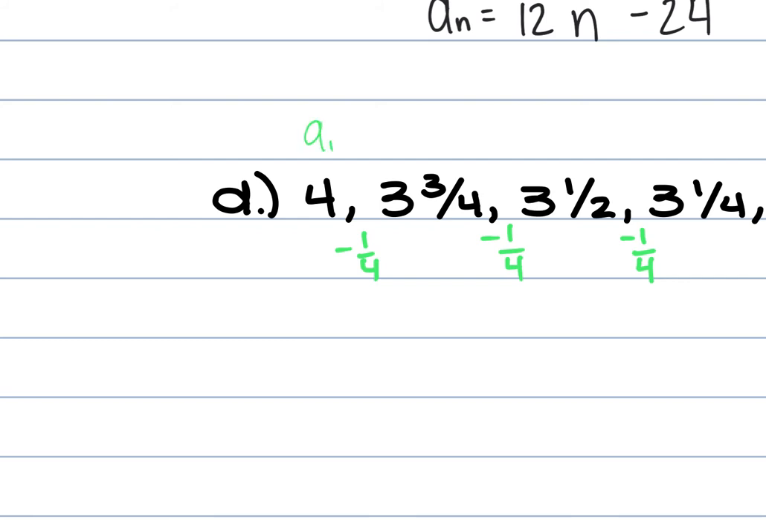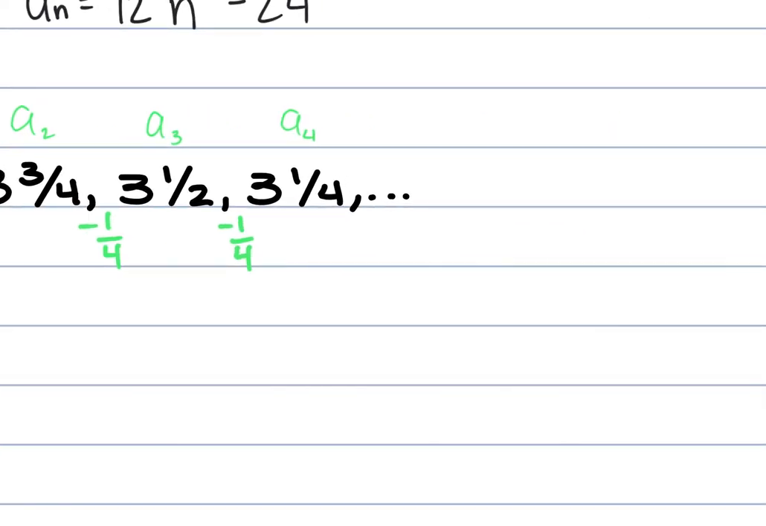This is A1, A2, A3, A4. What would A5 be? Liz? 3. A6, Jonathan? 2 and 3/4. Excellent, 2 and 3/4. And A7, Val? 2 and 1/2. Okay.